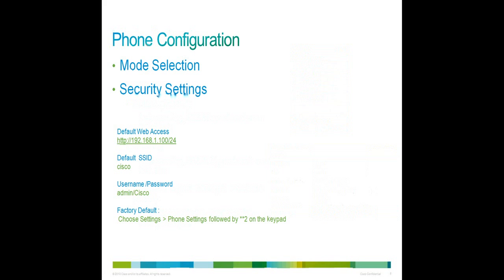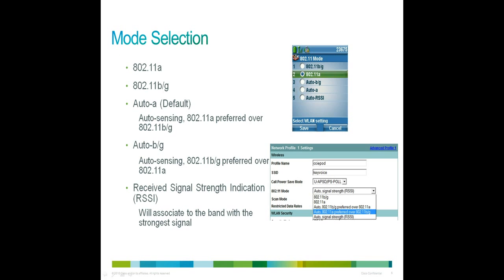In the wireless mode selection, we have the 802.11a, 802.11bg, Auto A, and Auto BG. What this basically means is with an Auto A setup, which is the default setup, the phone will prefer 802.11a throughout the network. It'll switch to BG only when it is out of coverage in the 802.11a network. The same goes with the Auto BG, where the phone would prefer BG over 11A. The final option is the receive signal strength, where the phone will select the AP and the band with the strongest signal. Now the roaming algorithm varies based on the mode that's been selected here.